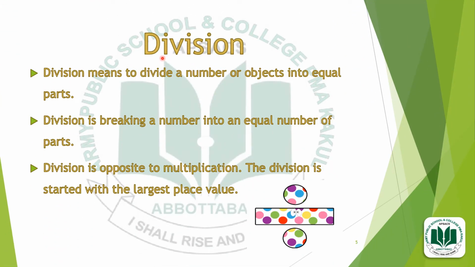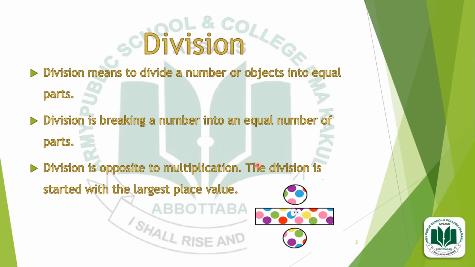Now dear students, I repeat this definition. Division means to divide a number or objects into equal parts. Division is breaking a number into an equal number of parts, and division is opposite to multiplication, just like addition and subtraction are opposite to each other. In the same way, division and multiplication are opposite to each other.